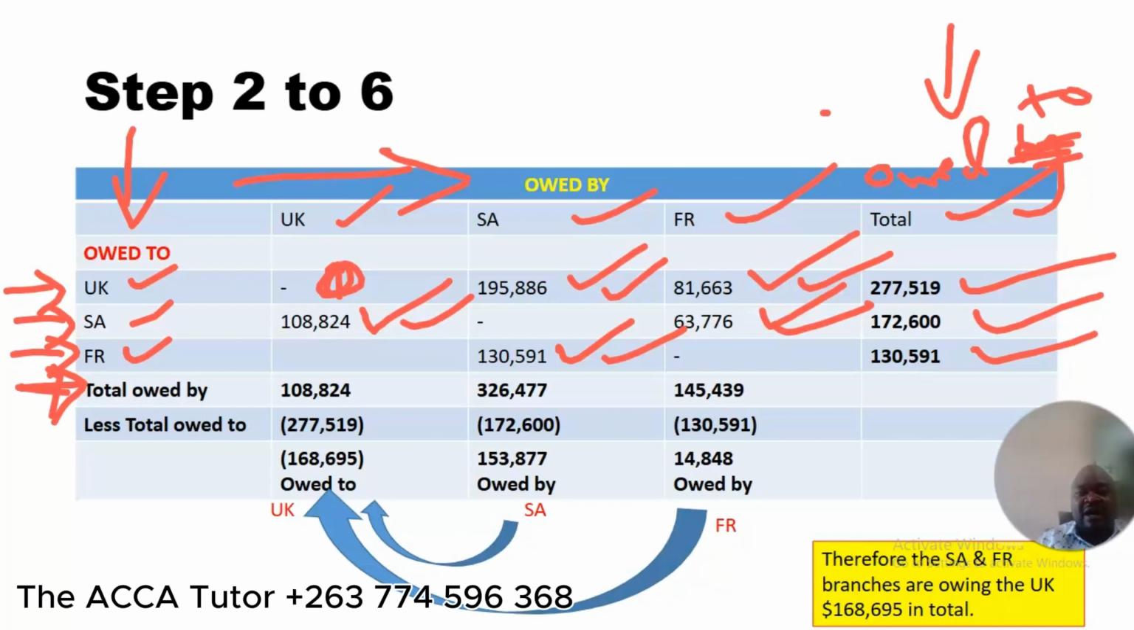What about the owed by? For the owed by, we just have to add down the columns. So we can see that in the first column for the UK, the total is this much. In the South African column, the total is that much. In the French column, the total is that one.